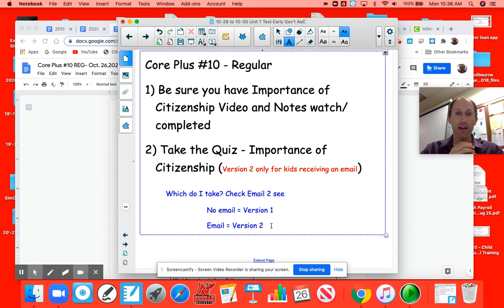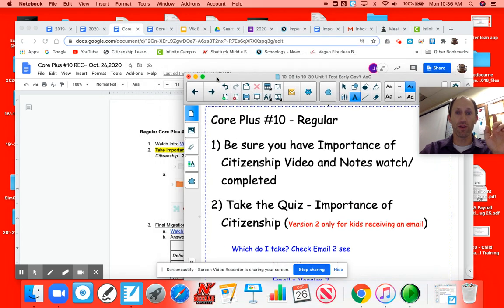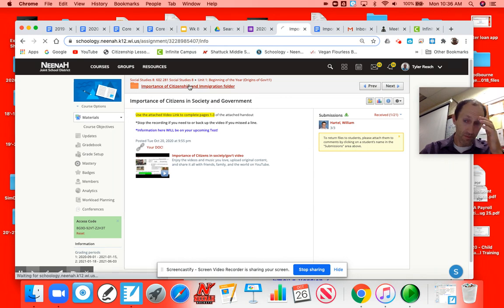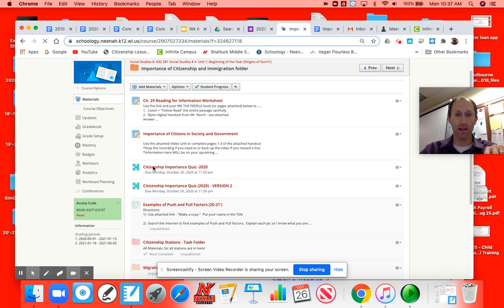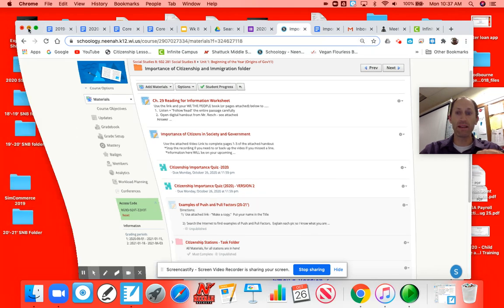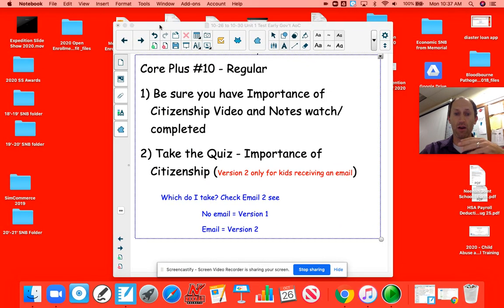There's certain accommodations I am required by law to give certain individuals. If you are to take version 2, once again, you have an email from me in your email. If you check your email and you have no email at all, you're not receiving an email from me, you take version 1 of the test. Okay? It's that simple, boys and girls. And if we look back into our folder, we've got both versions of the test lined up side by side. All right? This would be version 1. It doesn't say version 1, but it is version 1, Citizenship Importance Quiz. And then you got Citizenship Importance Quiz number 2 if you have an email from me. Okay? If that does not make sense, shoot me an email, but it should be crystal clear. That's how we'll run it this year.